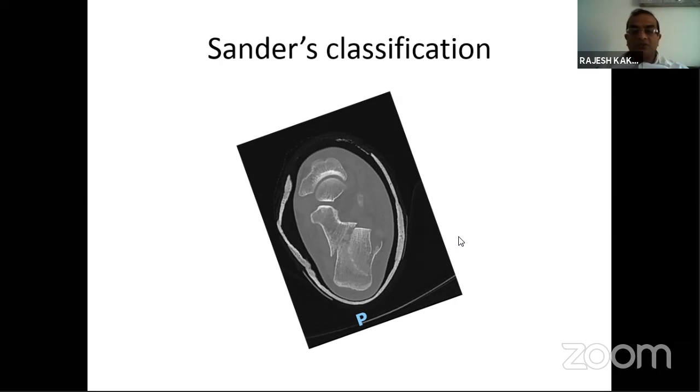Now you will notice that the constant fragment is the sustentaculum tali. The other feature that you need to observe in this classification is that with the increasing number of the classification, i.e. grade 4 or grade 3, there is more articular comminution, and obviously they would have a worse prognosis because of the extent of articular damage.